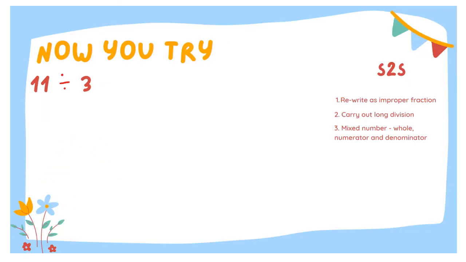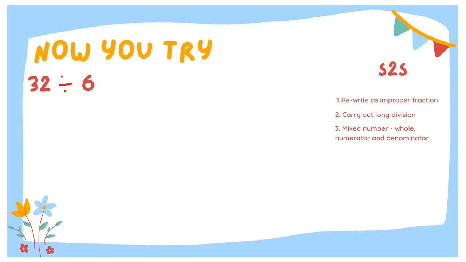Now it's time for you to try. Take a piece of paper with a pen or a pencil and your timetable chart. Follow the S to S. Be careful with your long division. So try the first one, 11 divided by 3. First thing first, rewrite it as improper fraction. Next, try this one, 32 divided by 6. Follow the S to S slowly and one by one.